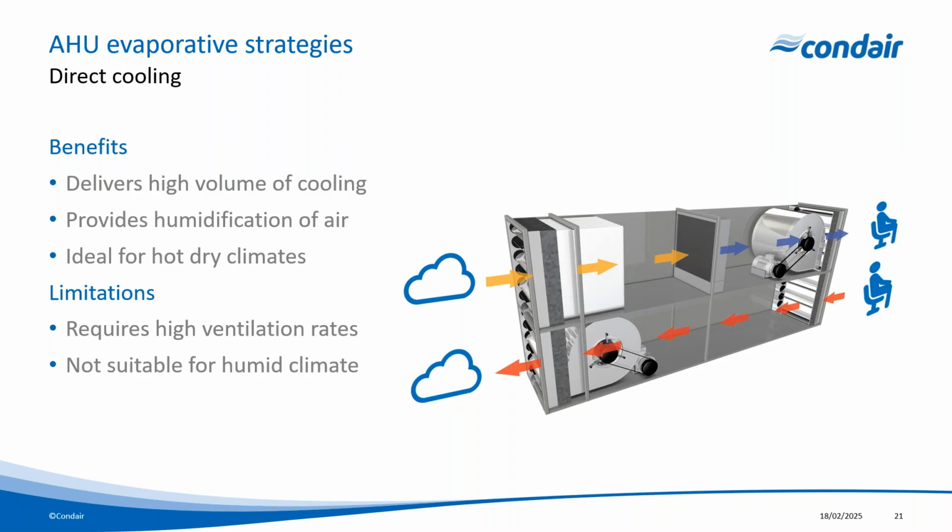Now with this system, however, there are some limitations. It does typically require high ventilation rates in order to maintain that cooling capacity, and it's not really suitable for humid climates where that evaporation is going to be limited. So the strategy is really ideal for hot, dry climates where the air can hold more moisture. And then, of course, the other consideration here for this type of system is going to be filtration, which is important if we're trying to keep out any outside particulate or contaminants from entering the airstream or supply airstream.